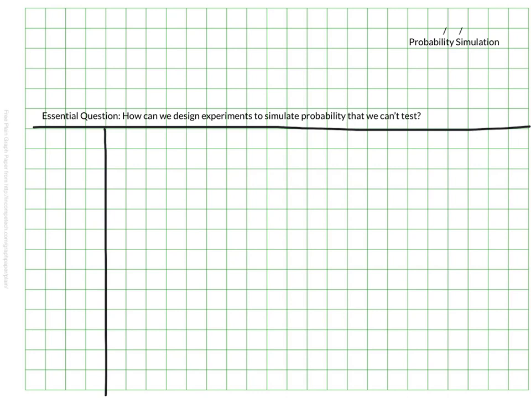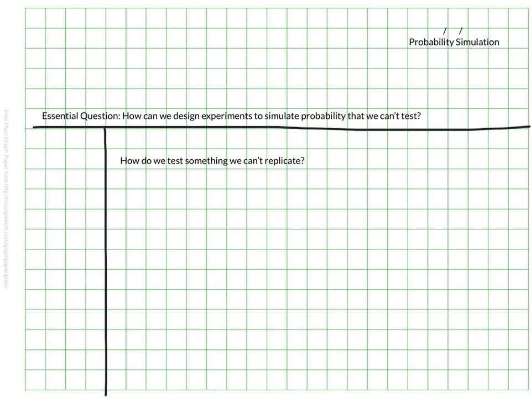The essential question for this video is how can we design experiments to simulate probabilities that we can't test? Sometimes we want to test the experimental probabilities, but we don't have the means to do so. We have a lot of practice testing on spinners and dice, but in the real world, there are a lot of things that happen and we want to know about, but we can't reproduce.